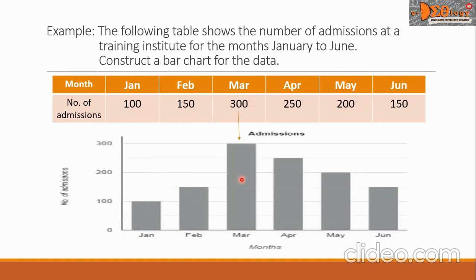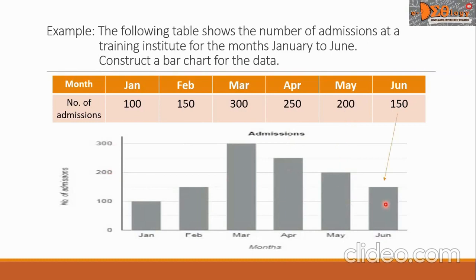The third rectangle is for the month of March, and this is the highest numbered frequency. The fourth rectangle is for the month of April, and the frequency is 250. You can see here that the level of the rectangle is between 200 and 300. The next rectangle is for the month of May with the frequency 200, and the height of the rectangle is on the level of the 200 frequency.